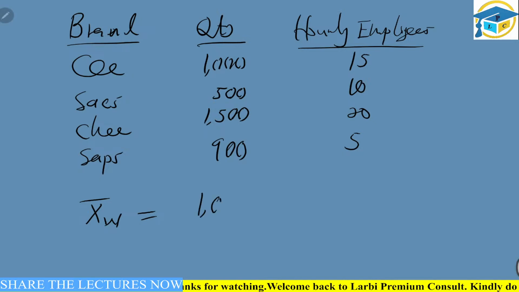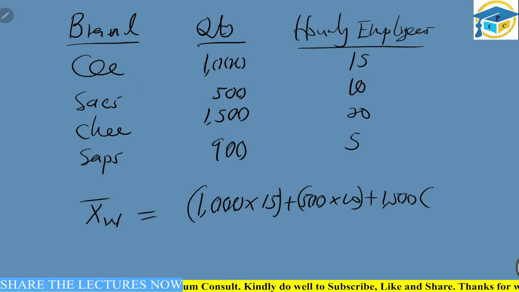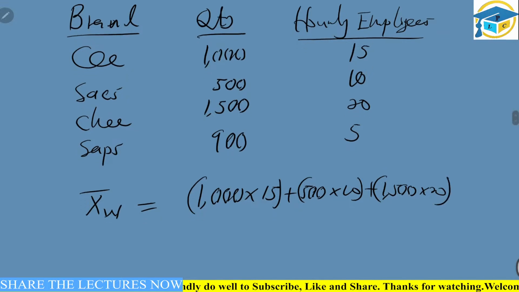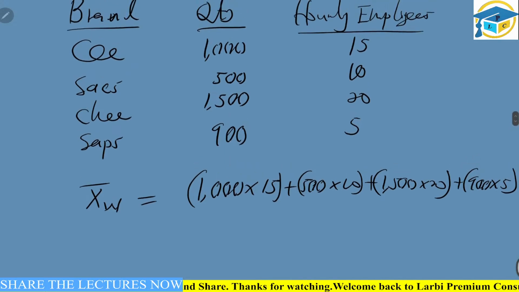So we're going to have here 1,000 multiplying 15, plus 500 multiplying 10, then we have 1,500 multiplying 20, and then plus 900 multiplying 5. So how many brands of items do we have in store? That is 4. So we have a data set of 4.